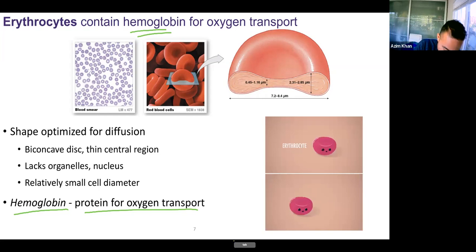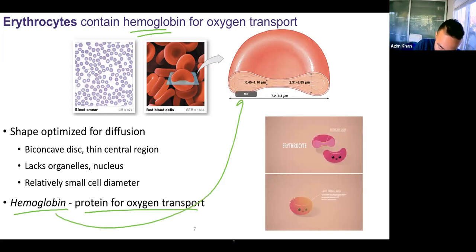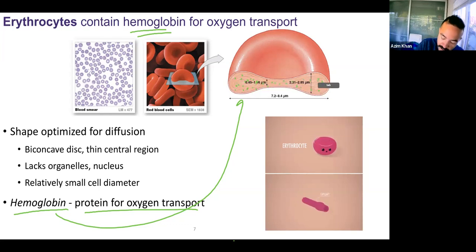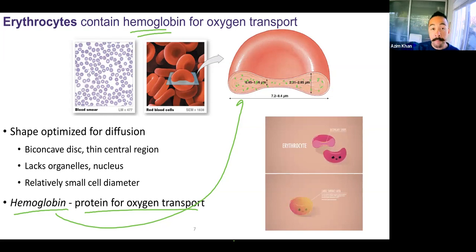Let me draw these little dots to represent hemoglobin. Hemoglobin proteins are found throughout the cytosol of erythrocytes, and they bind to oxygen. Think of them as like seats on a bus. The seats fill up with oxygen, and then you can go to whatever tissues and let off the oxygen, and the oxygen can be used by cells for cellular respiration, for the mitochondria to use to convert energy.